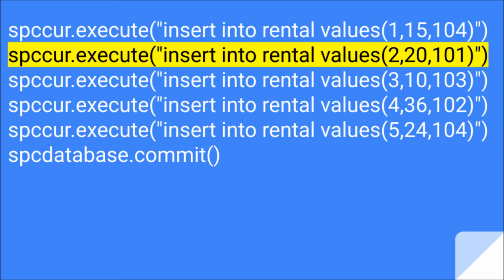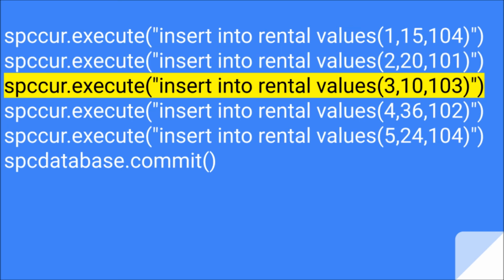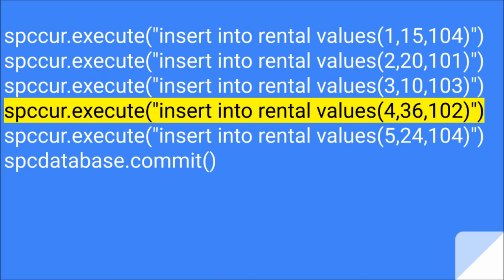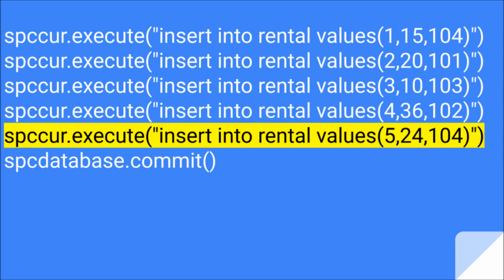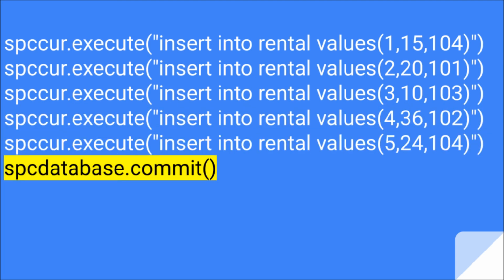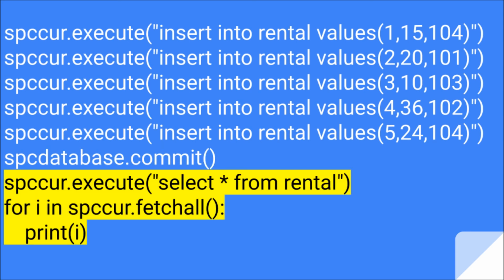Now in this case, instead of uploading all the records at high speed by using a CSV file, we have chosen to actually add the records one by one. And we can see that if I add one by one, we have to write down the execute command 5 times, and at the end we have to give the commit command. Finally, we can display all the records from the table rental.